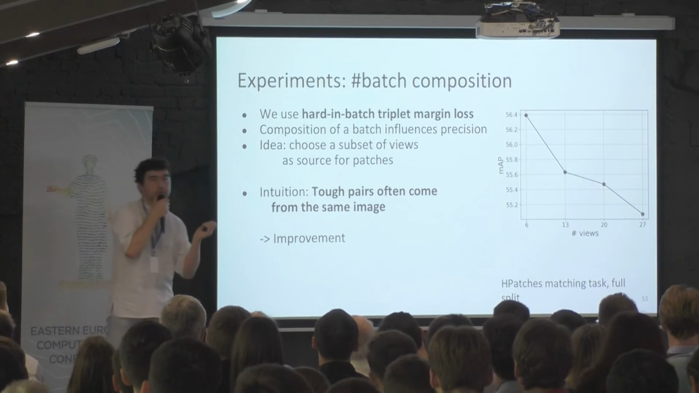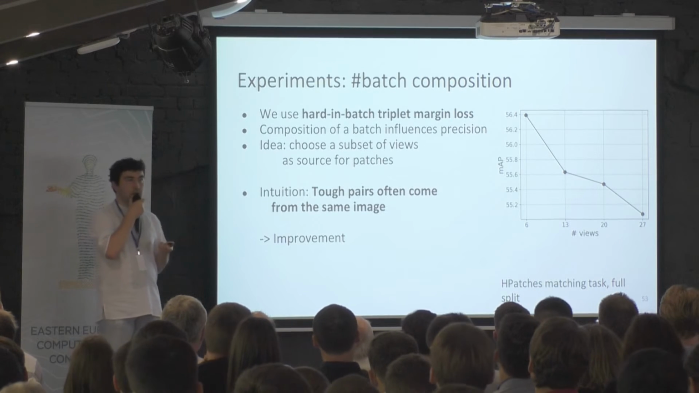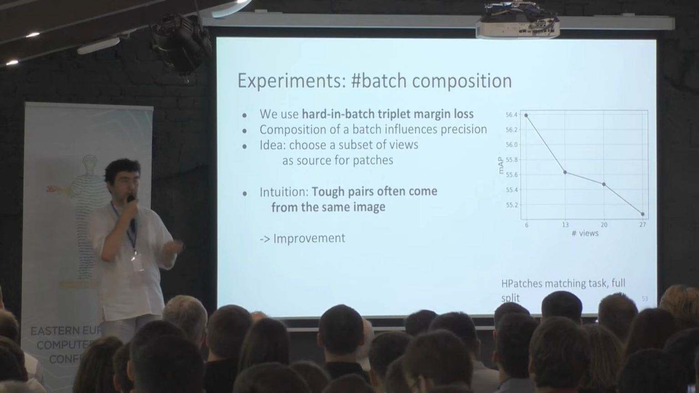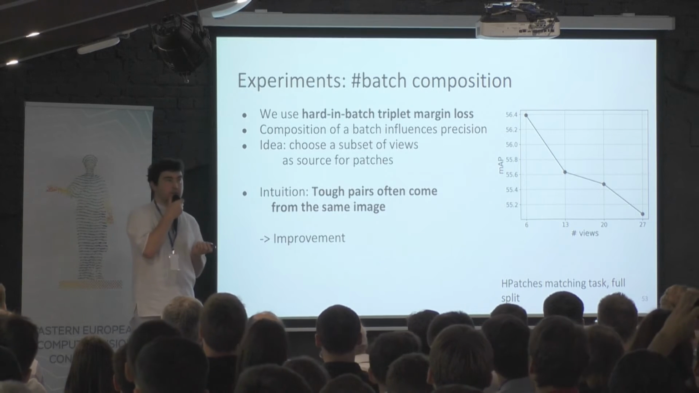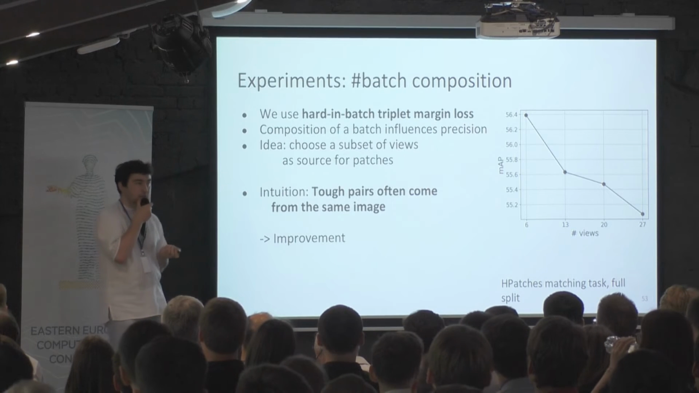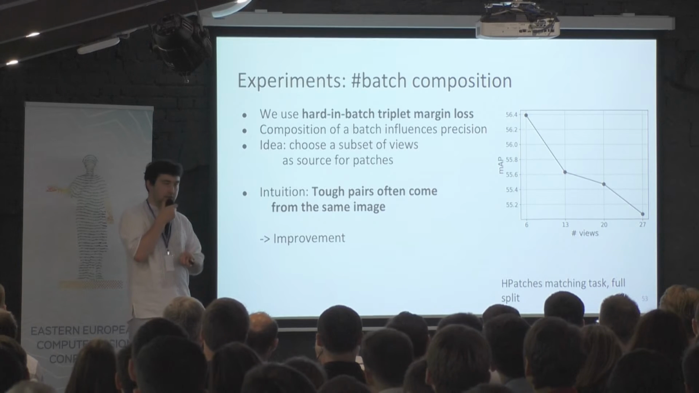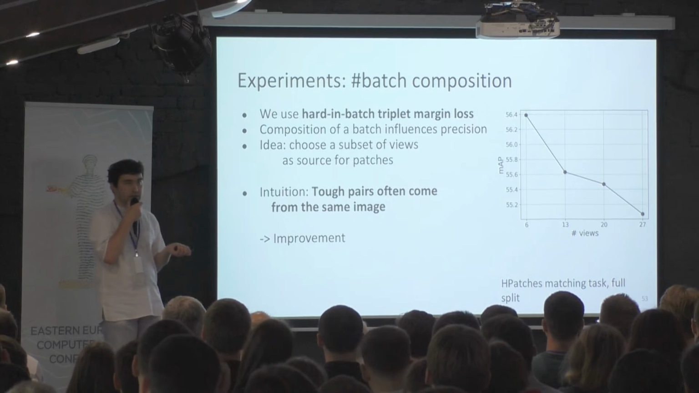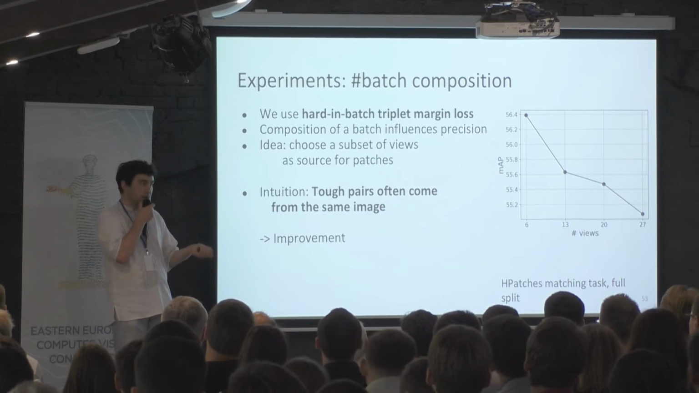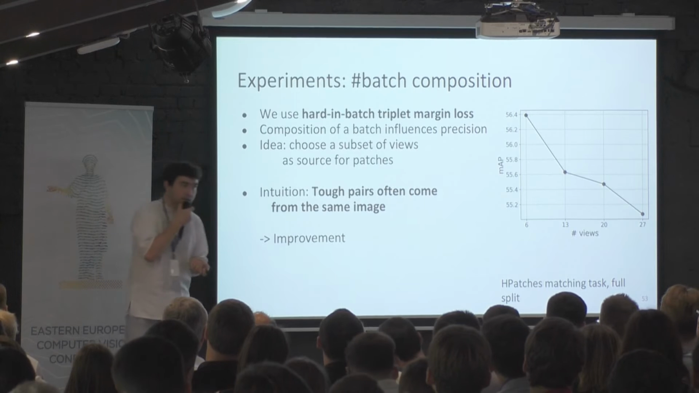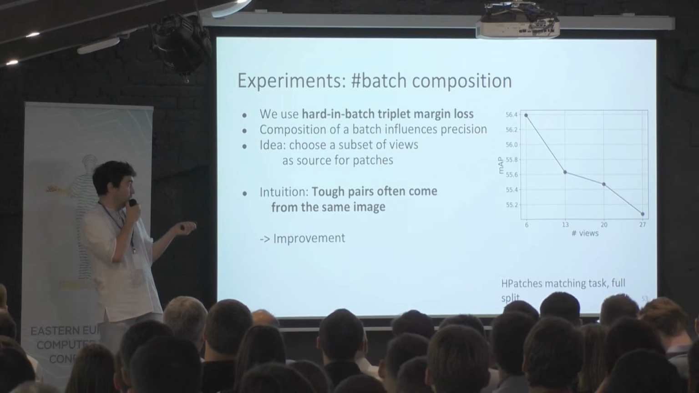Also, it's important how to combine these images into batches. With any metric learning algorithm, there is a universal thing: usually the closest negative, the thing which is good for training, comes from the same condition as your positives. For us, the closest negative for the patch also came from the same view of the same camera. So if you have fewer views, fewer cameras, in one batch, we have better performance.